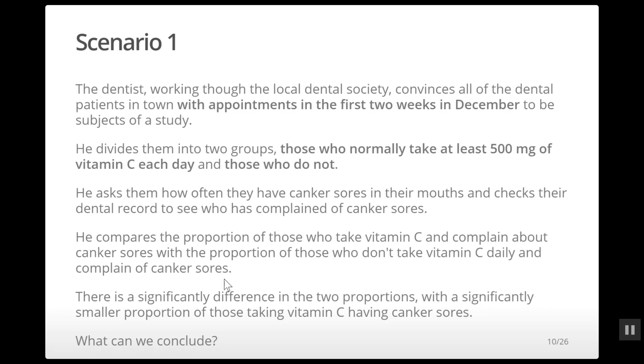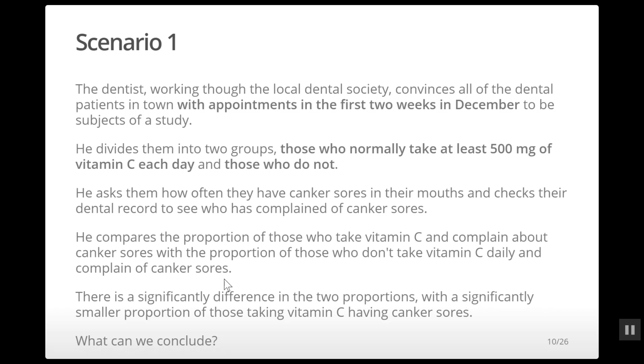Then we compare the proportion of those who take vitamin C and complain about canker sores with the proportion of those who didn't take vitamin C and have canker sores. And, I wrote this wrong, but we're going to say that there is a significant difference in those 2 proportions. In this case, those who take vitamin C have a smaller proportion of canker sores than those who don't take vitamin C. So this is what we see: those who took vitamin C, fewer of them had canker sores than those who did not take vitamin C.